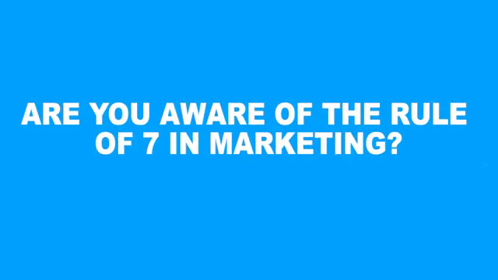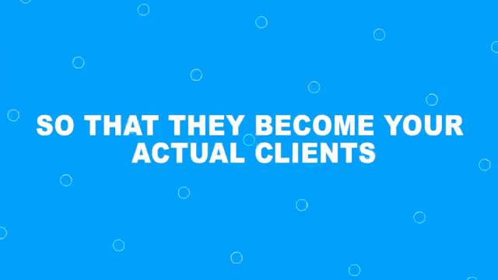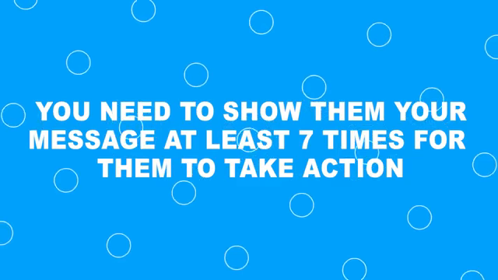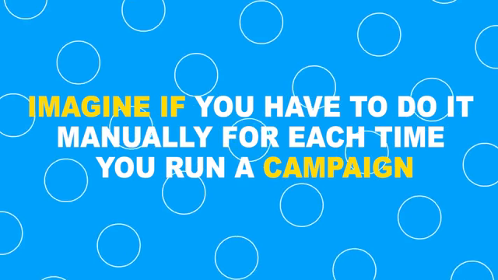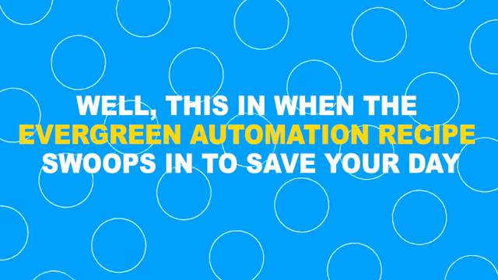Are you aware of the rule of 7 in marketing? Let me state it. The rule says that in order to captivate your prospects' attention so that they become your actual clients, you need to show them your message at least 7 times for them to take an action. Imagine if you have to do it manually for each time you run a campaign. Well, this is when the Evergreen automation recipe swoops in to save your day.